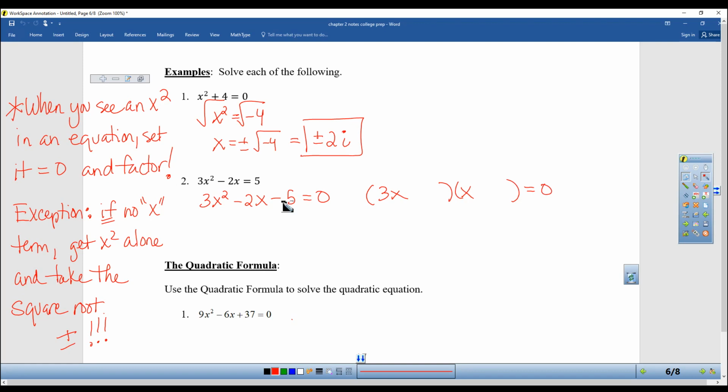Now you do have to think about the 5. Do you want the 5 multiplied by the 3 to make 15? Or do you want the 5 not multiplied by the 3 so you can subtract? I want it not multiplied by the 3.